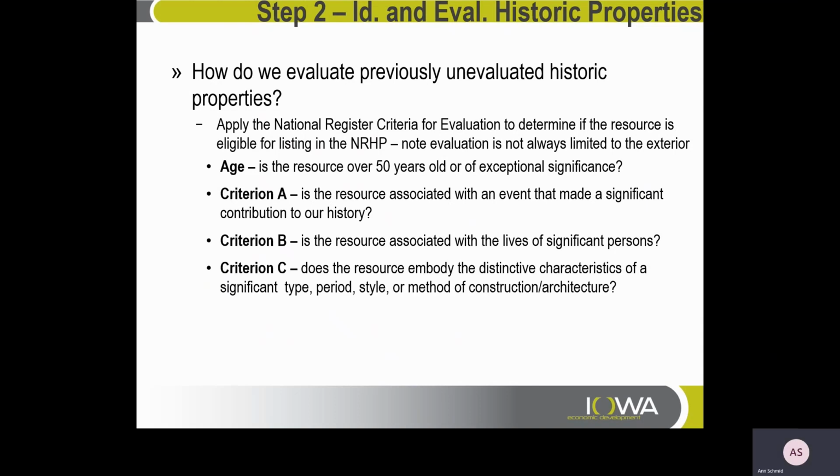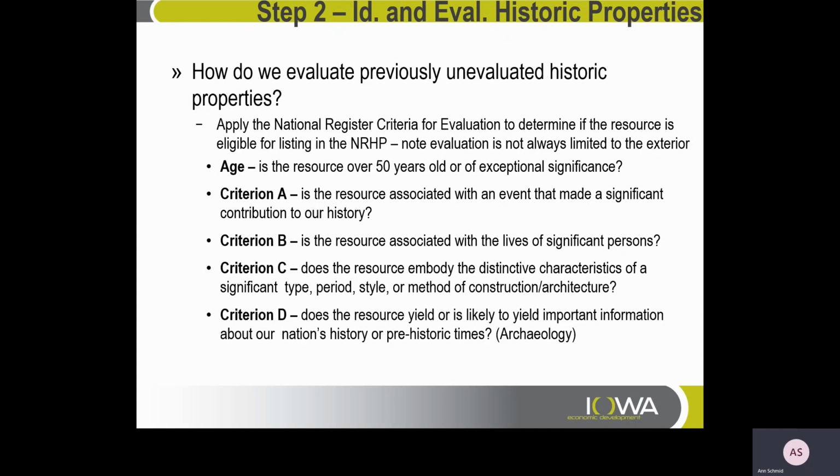Criterion C, and probably the most common one that I see for our CDBG projects, are resources that embody distinctive characteristics or significant type, period, style, or method of construction and architecture. We think of this one as the architecture criteria, the design criteria. And D, does the resource yield or is likely to yield important information about our nation's history or prehistoric times?